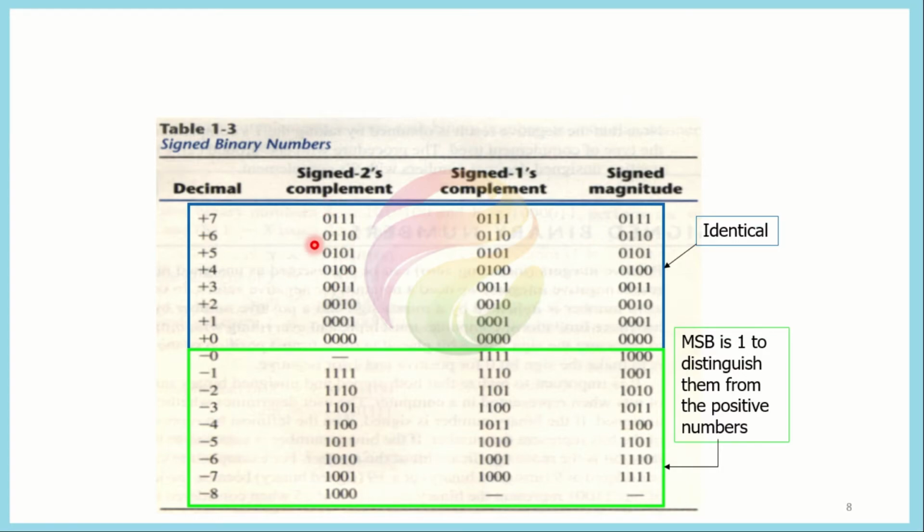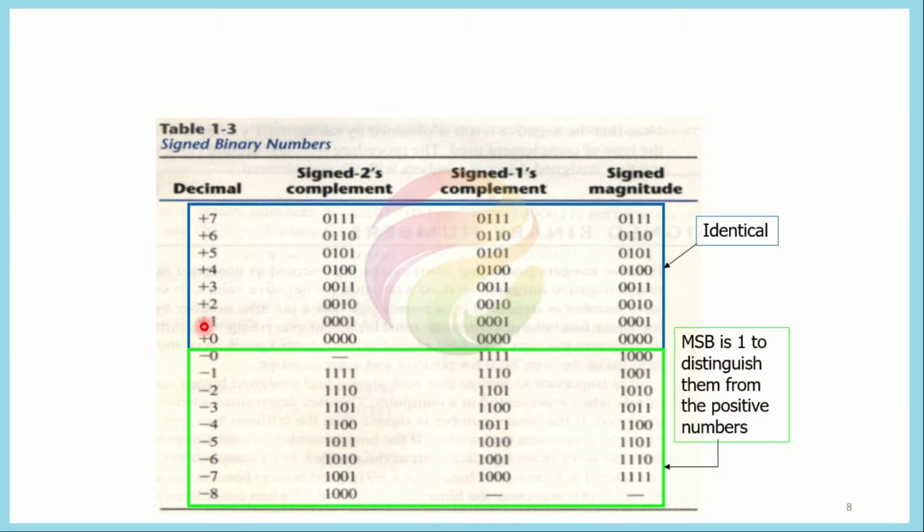If you see the first column, all the positive numbers from 0 to 7 are the same. It means that the representation of all the positive numbers is the same for the sign magnitude form and the signed 2's complement form. But what changes is the negative numbers. For the negative numbers, we just take the 2's complement of the positive term.